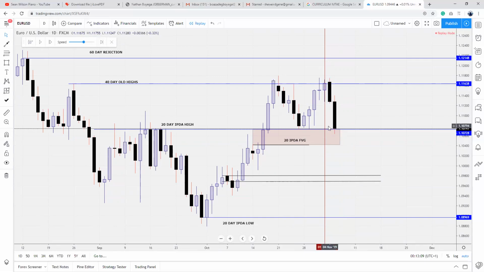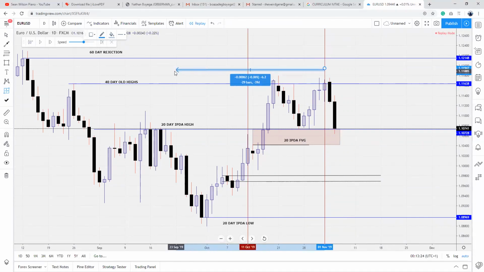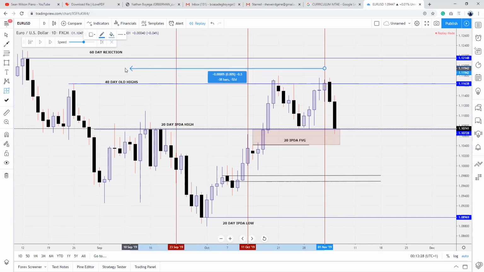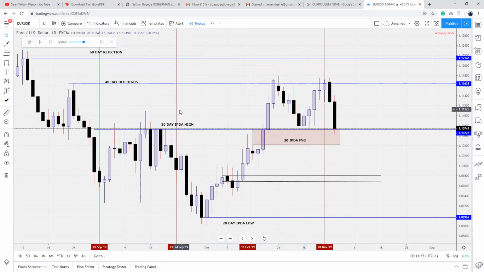Now we've reached a new month. What we're going to do is repeat the same look back process again. We're going to identify all institutional reference points. First the 20-day, then the 40-day, and lastly the 60-day. That is our institutional reference point in terms of IPDA data ranges. So you're going to take out this line.